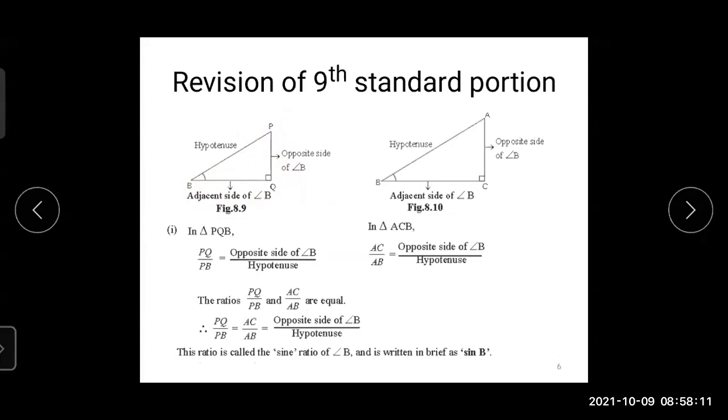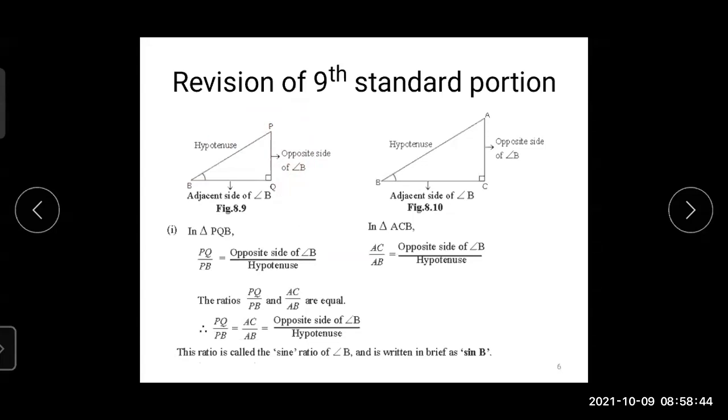Now in triangle PQB, PQ is the opposite side of angle B and PB is the hypotenuse. So the sine ratio is what? Opposite upon hypotenuse. In this triangle, the opposite side is PQ and the hypotenuse is PB. So the first ratio is PQ upon PB.